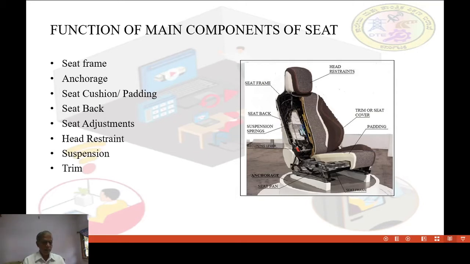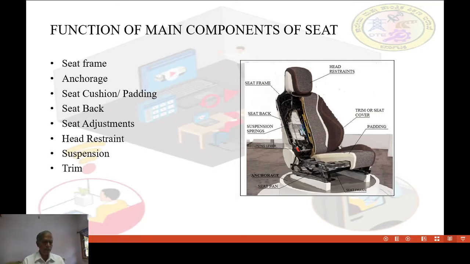Next, suspension. Generally, at two places suspension is used, namely seat base and seat back. For suspension, springs are used. Main purpose of suspension system is to minimize the vibration from road to driver seat and his body.